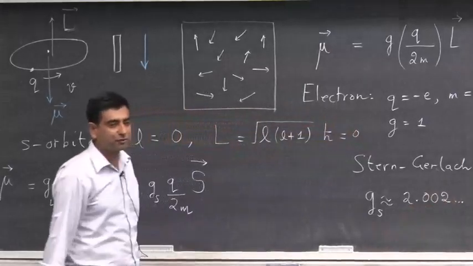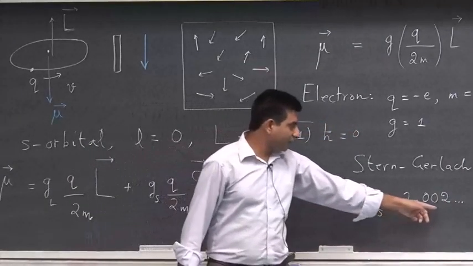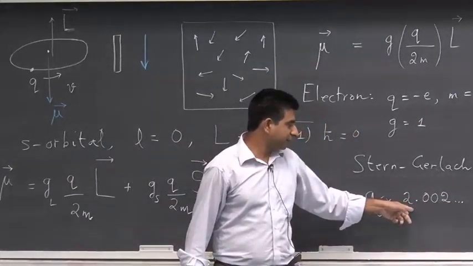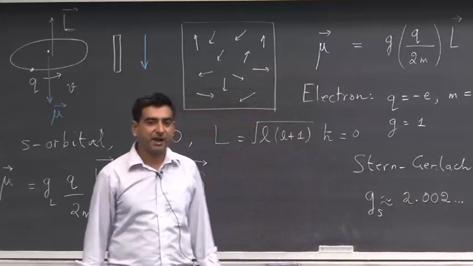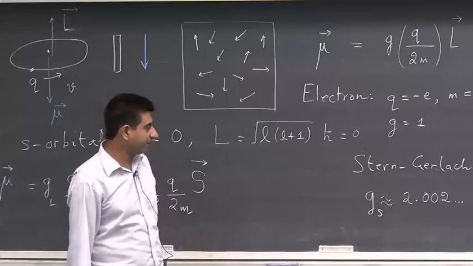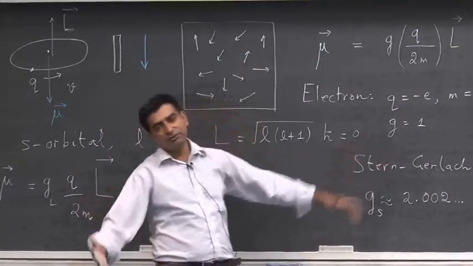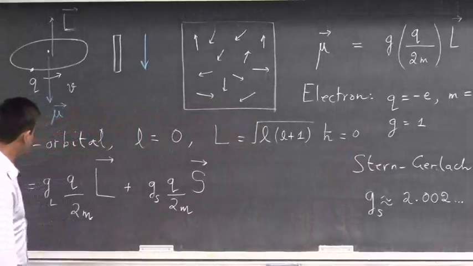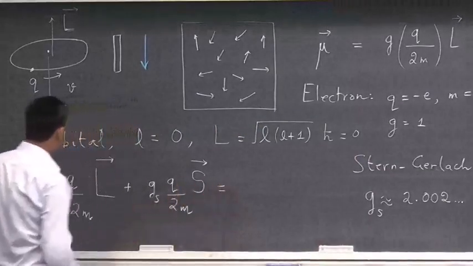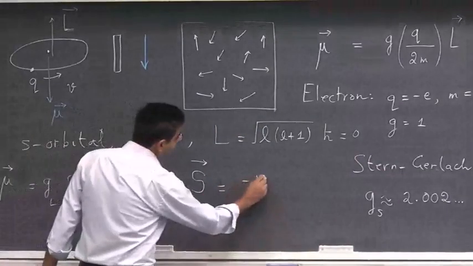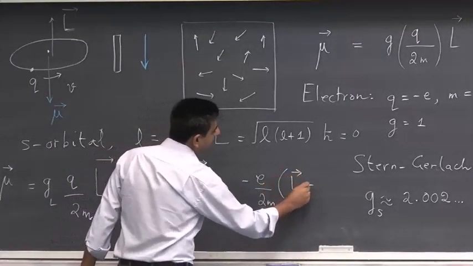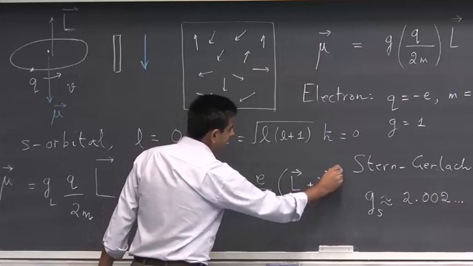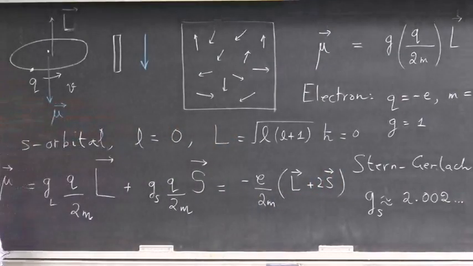It's almost 2. This deviation of 0.002 with respect to 2, about 0.1% deviation from 2, comes out from quantum electrodynamics, and it gives rise to the Lamb shift. But this factor is almost the same as 2. So for an electron, what you have is a magnetic moment which is given by minus e over 2m times (L plus 2S). This is the magnetic moment of an electron.